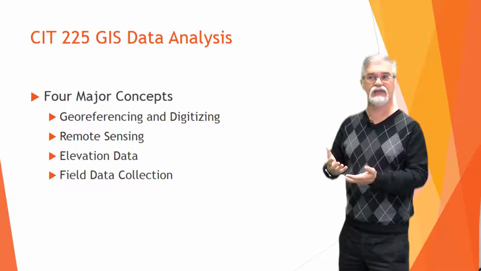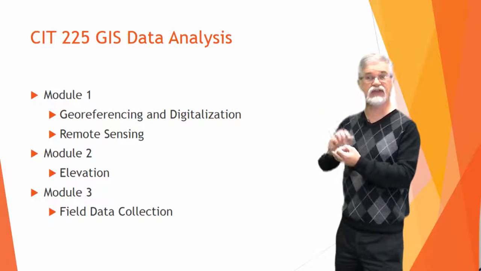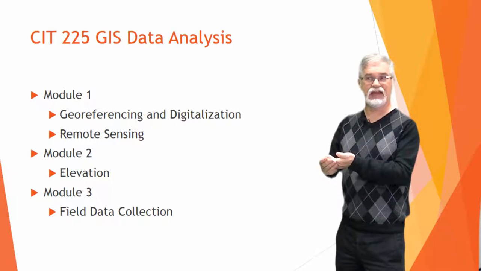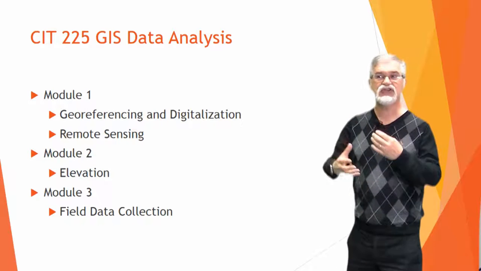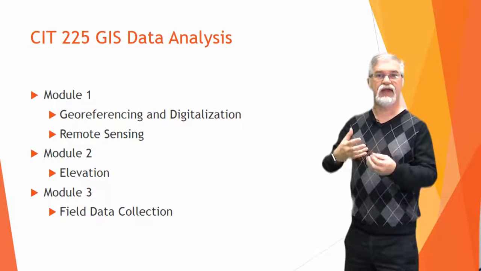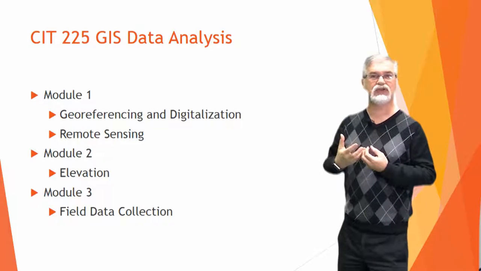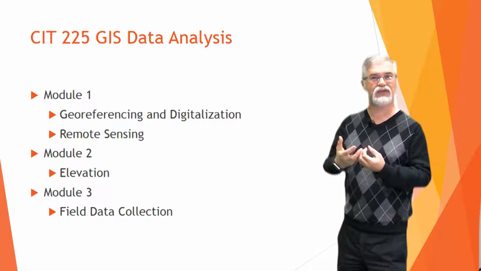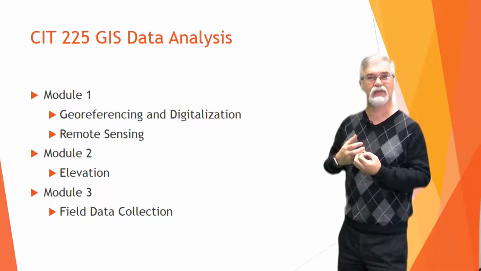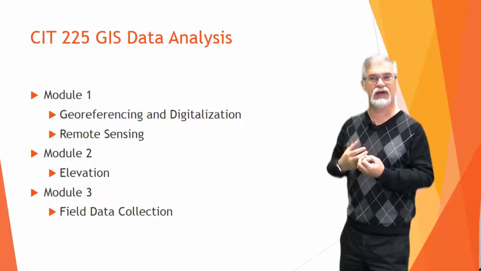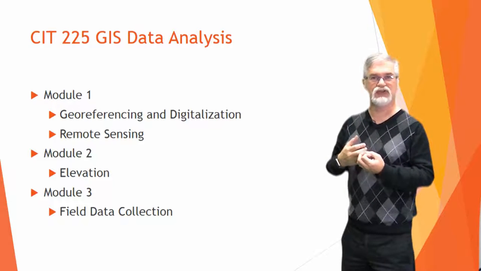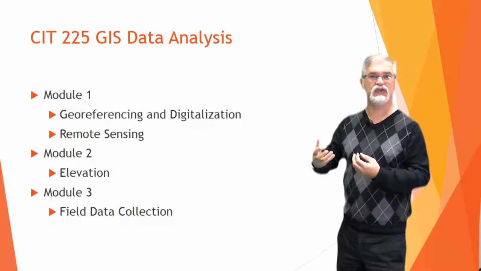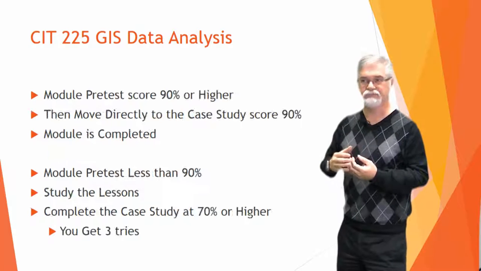So those are going to be the four concepts: georeferencing and digitalization, remote sensing, elevation, and data collection. In each of these modules, we're going to have information that's going to be turned in. Now, there's only three modules. I just listed four things that we're going to do. The first two items are in the first module, then elevation is in the second module, and data collection is in the third module. So we're going to have two items turned in for the first module, and the other two modules will have only one item turned in.